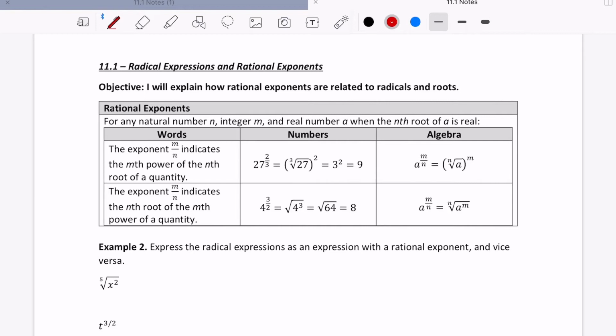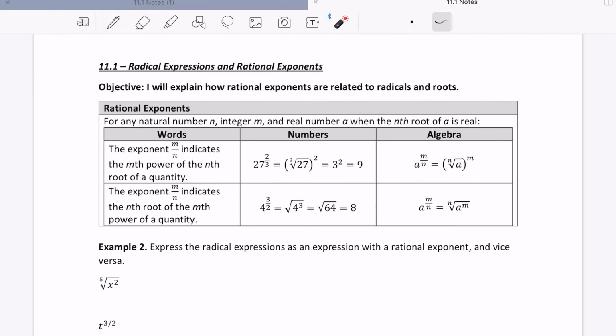Let's get into our lesson on radical expressions and rational exponents. Today we are going to be identifying how rational exponents are related to radicals and roots. And remember, when we talk about rational numbers, we mean fractional numbers, right? So this time around, we're working with fractional exponents.